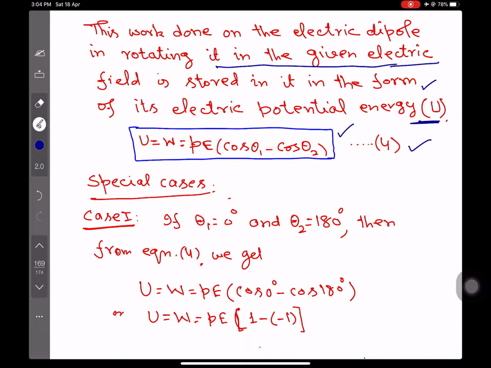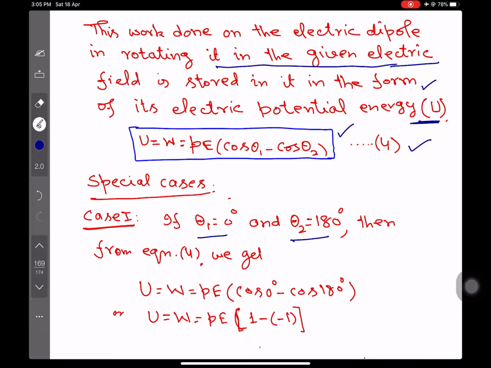Case 1, if theta 1 equal to 0 degree and theta 2 equal to 180 degree. Theta 1 equal to 0 means कि P vector इलेक्ट्रिक डाइपोल मोमेंट वेक्टर और E वेक्टर में एंगल 0 डिग्री है, यानी कि इनिशियली E and P vector are in the same direction. That means the electric dipole moment has been placed in such a way that its electric dipole moment is in the direction of the electric field. और थीटा टू 180 का मतलब कि अब हमने उसको पूरी तरह रोटेट करके उसके इलेक्ट्रिक डाइपोल मोमेंट को इलेक्ट्रिक फील्ड की डायरेक्शन के अपोजिट कर दिया.